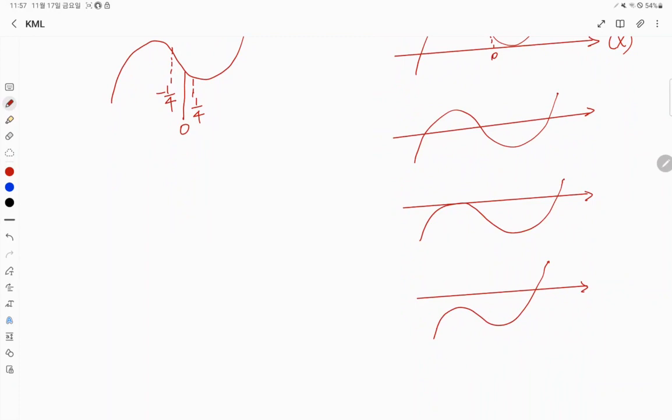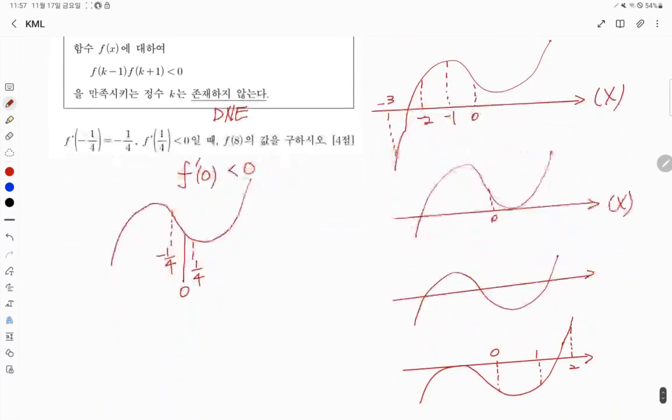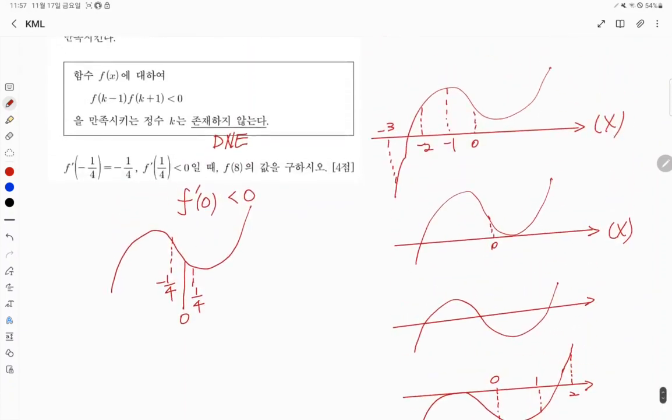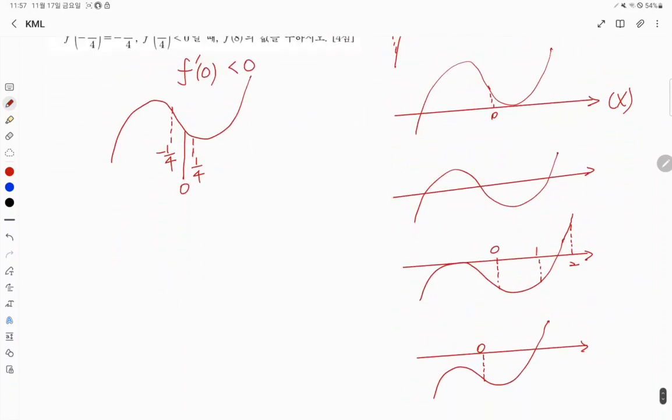Conversely, when f of 0 is negative, and when the positive root is greater than or equal to 1 but less than 2, in such case, 1 is the integer satisfying this inequality because f of 2 is positive and f of 0 is negative. When the signs are opposite, the product is less than 0.